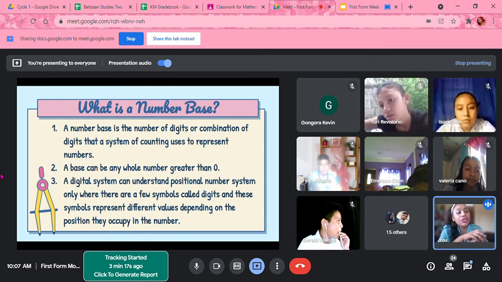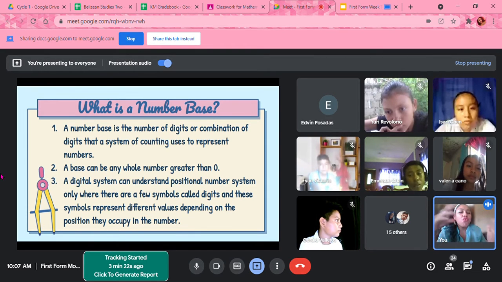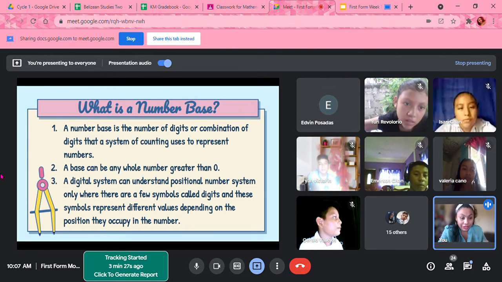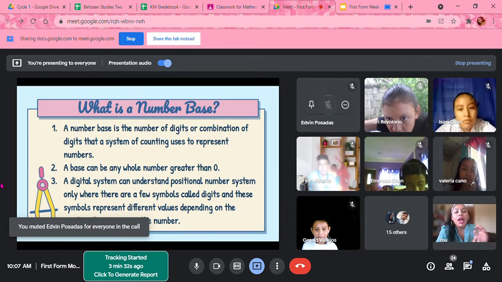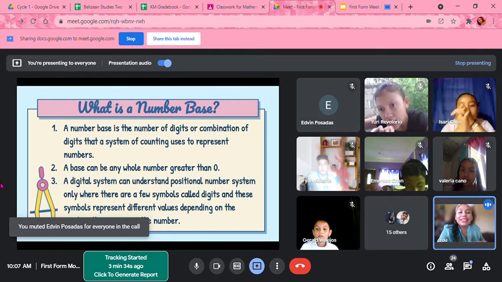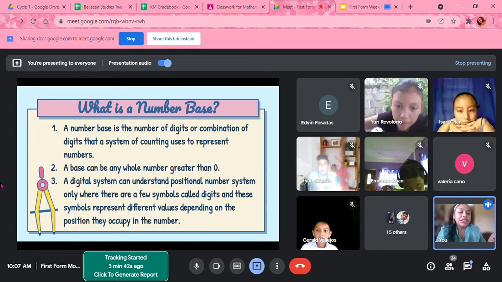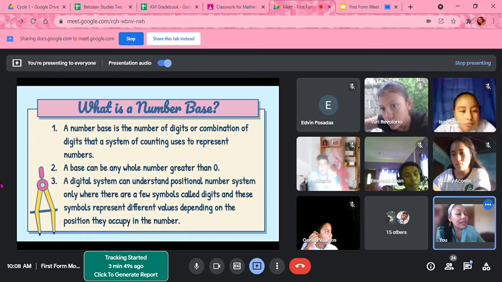Now we want to go to the third way, and we're going to concentrate on the third way. What is a number base? What is the base of a number? A number base is the number of digits or combinations of digits that a system of counting uses to represent numbers. A base can be any whole number greater than 0.